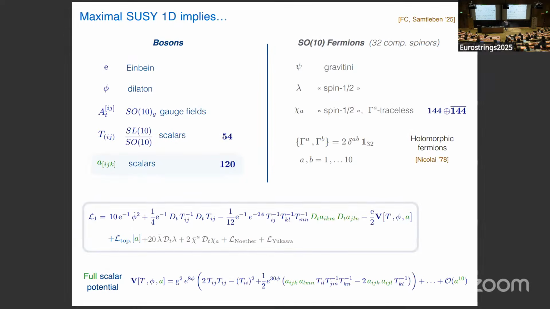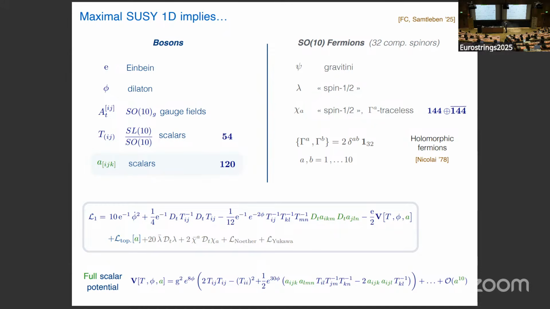So let me say a few words about this. Again, the details are not so important, but the few points that you should take away is that if you want to ask for maximal supersymmetry in one dimension, you have to enlarge your field content. So in the scalar sector, on top of this Einbein, dilaton, the gauge fields, and the scalar fields that were in Tij, you have 120 more scalar fields that are axionic scalar fields. And then, of course, you have all the fermions.